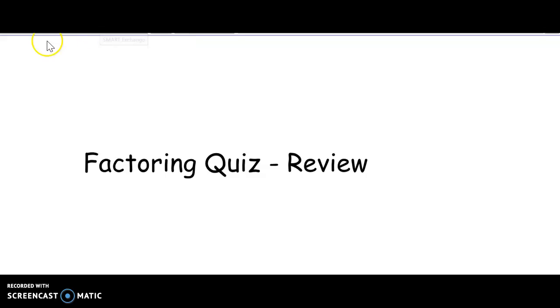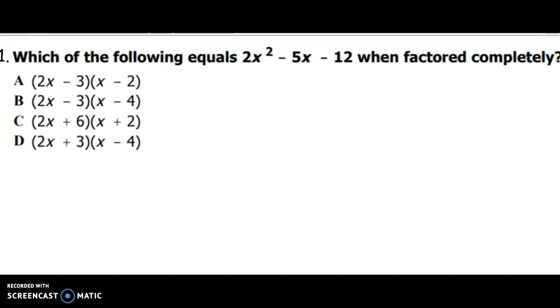All right, welcome to your factoring quiz review. Here we're going to factor and figure out what we can get when we completely factor it.